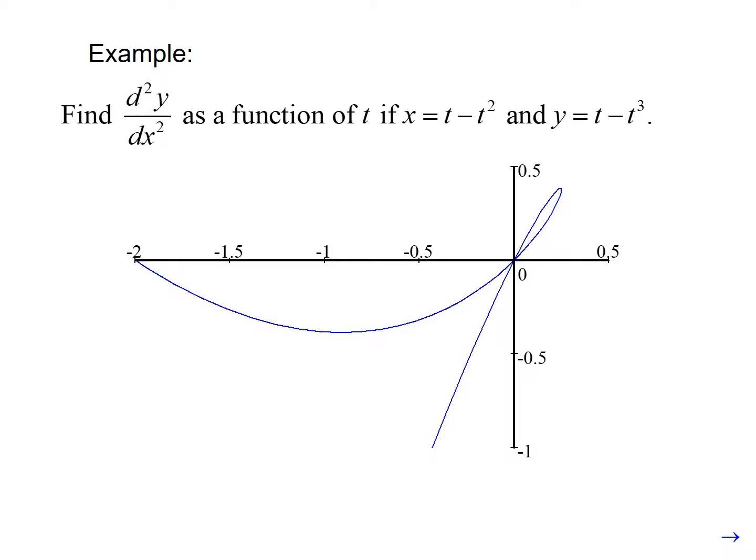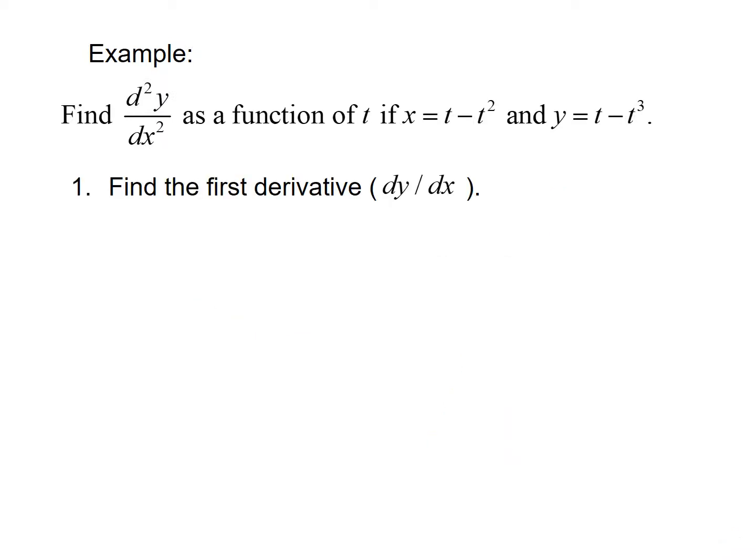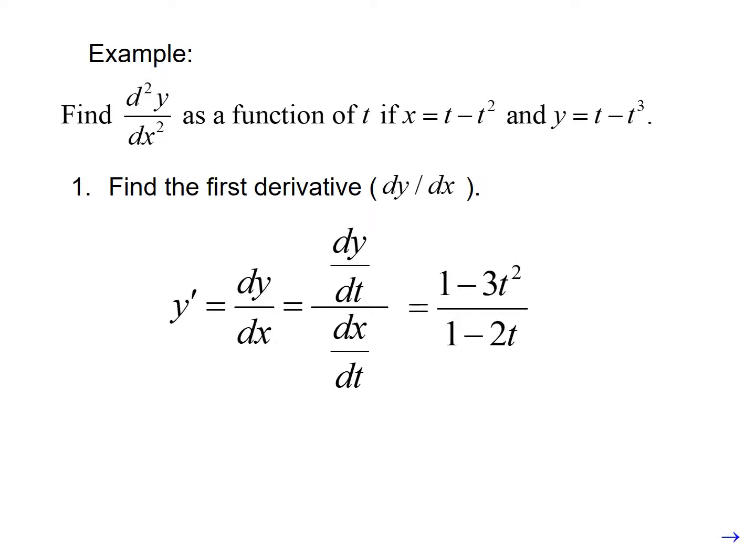All right, so we want to find the second derivative of these parametric equations right here. So we start by finding dy/dx. dy/dx is dy/dt over dx/dt. So find dy/dt, find dx/dt, and there's our first derivative, dy/dx. So finding the first derivative is not too complicated. Take the derivative of y over the derivative of x, and that's it.